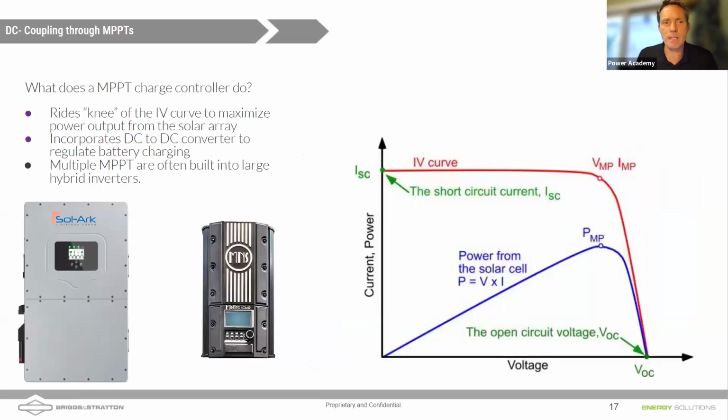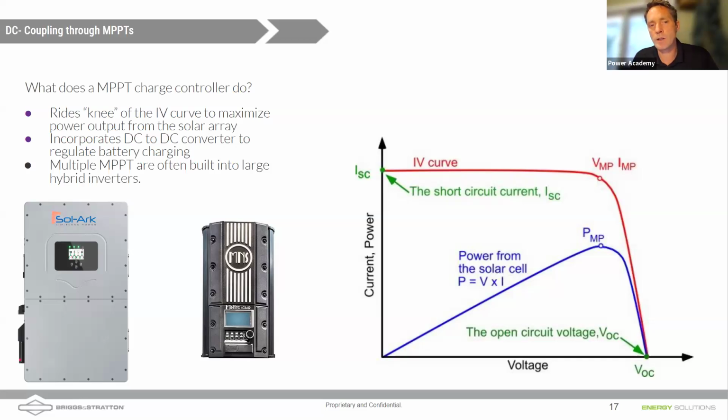The MPPTs that are currently built into many of these hybrid inverters, like the Solarcs, are maximum power point tracking devices. And as we mentioned earlier, what you're doing with the MPPT is varying the amount of current that you are using to charge the batteries. By varying it up and down, you'll see an increase or a decrease in the voltage when you vary the current.